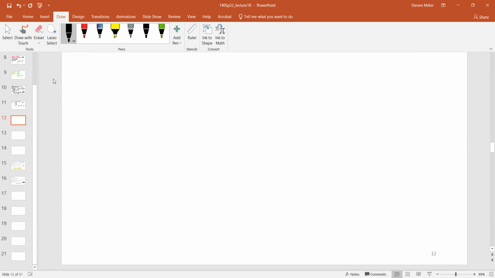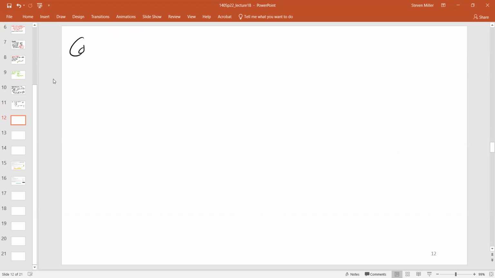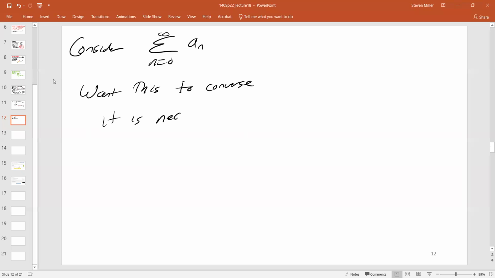So what we need now is, consider an infinite sum. The sum n goes from 0 to infinity of an. We want this to converge. It is necessary that the limit as n goes to infinity of an equals what, if we want this series to converge? So if I want this to have a chance to converge, what must the terms be going to?